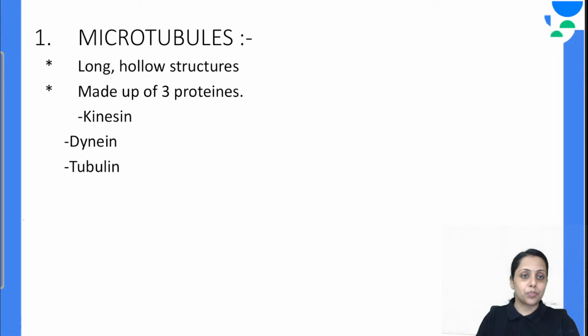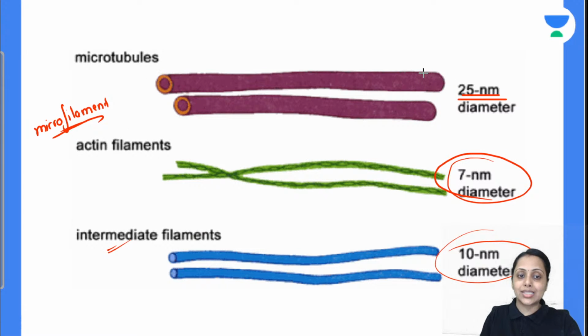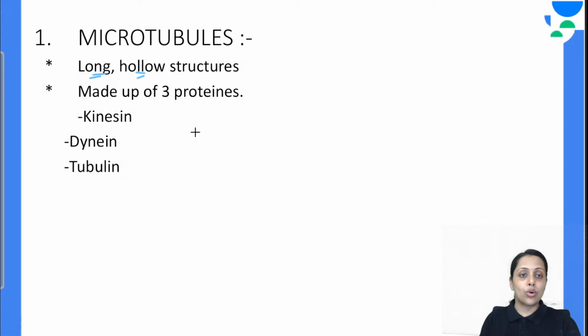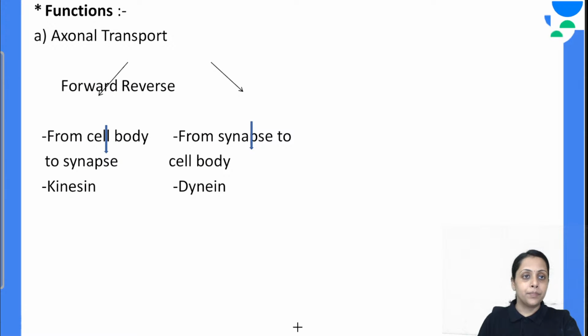So first, coming to this microtubule. This microtubule is long, hollow in structure. See, this is the diagram. This is hollow in structure, and made up of three proteins: kinesin, dynein, and tubulin. Now coming to its function. Axonal transport you must have read. It is forward and reverse transport. Anterograde and retrograde transport is there.